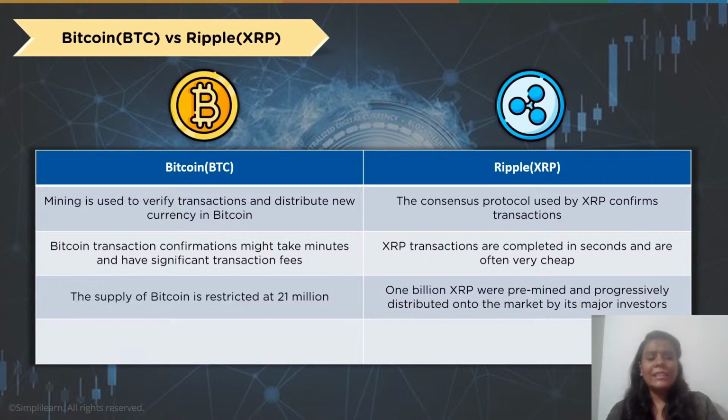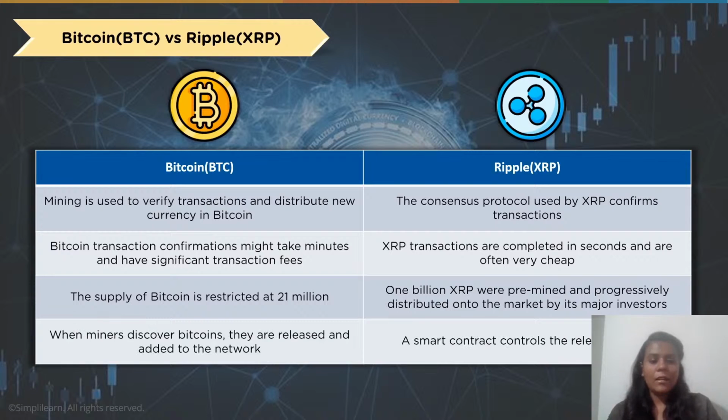Now, the supply of Bitcoin is limited to 21 million, which means there will never be more than 21 million Bitcoin. The artificial scarcity of Bitcoin has sparked investor interest in the currency's potential as a safe haven. But in contrast, at the time of introduction, 1 billion XRP was pre-mined and progressively distributed onto the market by the company's major investors.